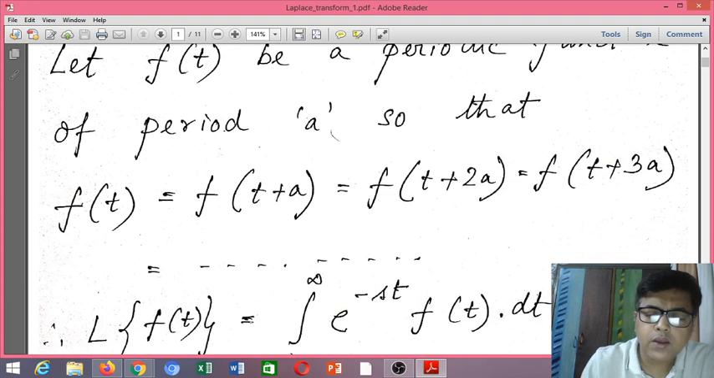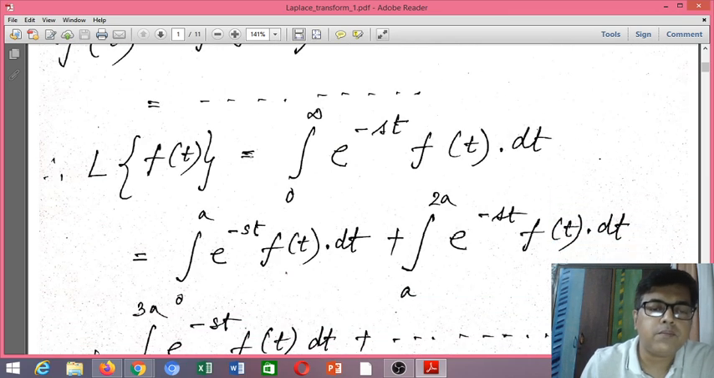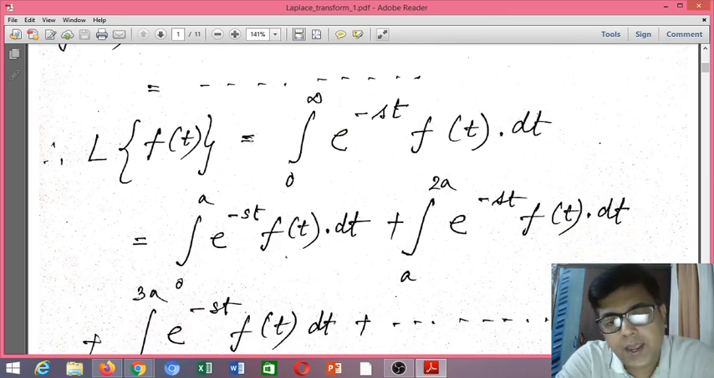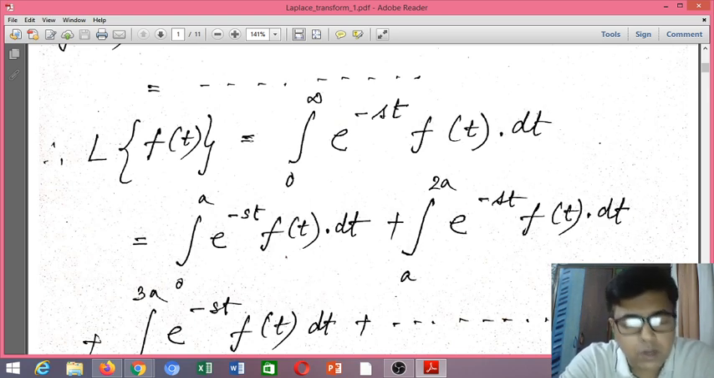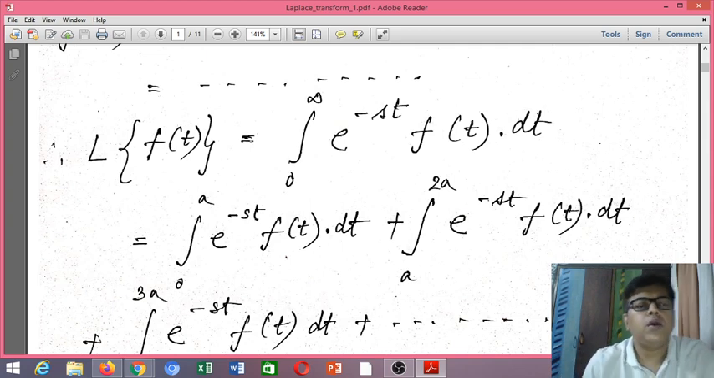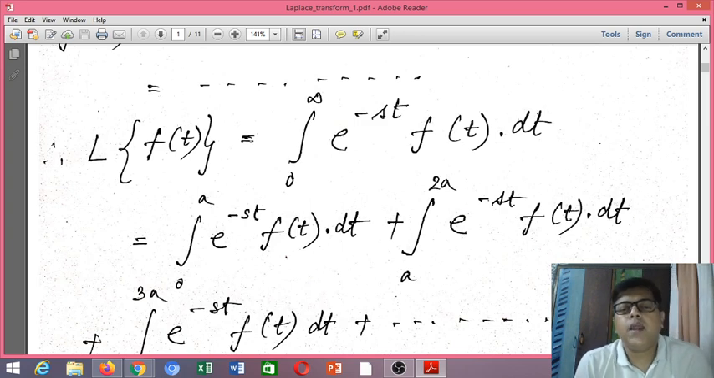So if I want to find out the Laplace transform of a periodic function f of t whose period is a, let's say we assume initially that f of t is a periodic function whose period is a, I'm talking of small a, then I will use the basic definition of Laplace transform. So L of f t is equal to integral 0 to infinity e to the power minus st into f t dt.